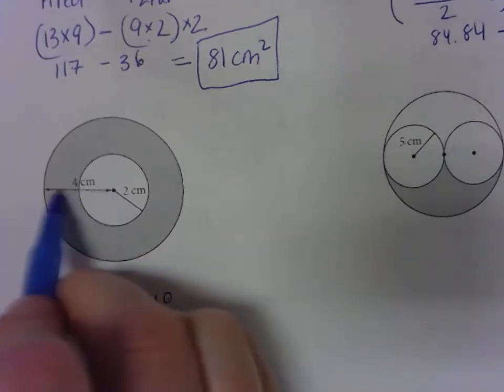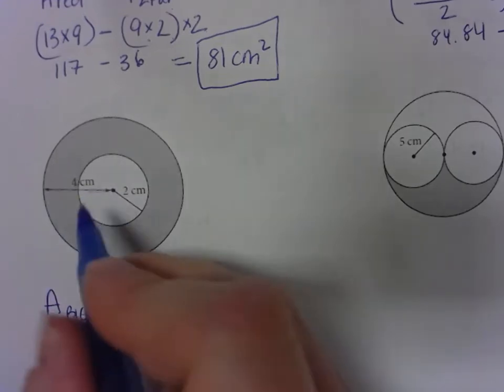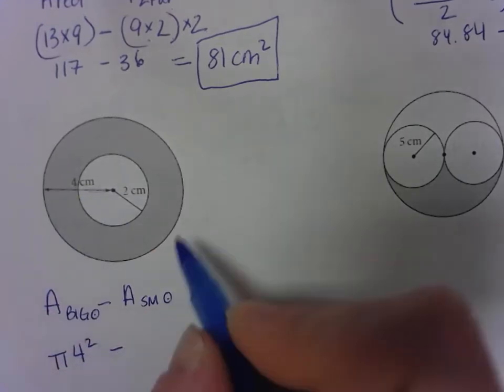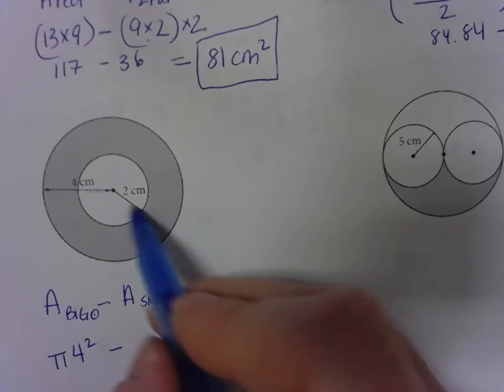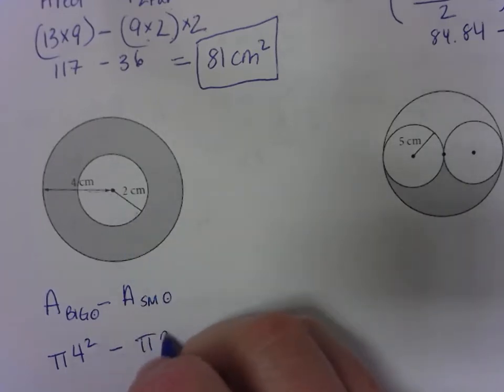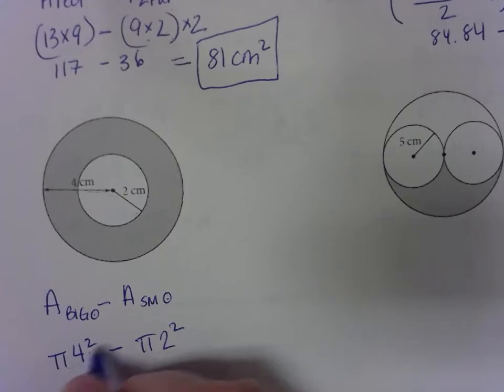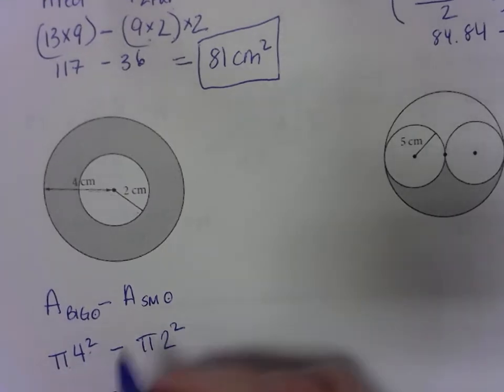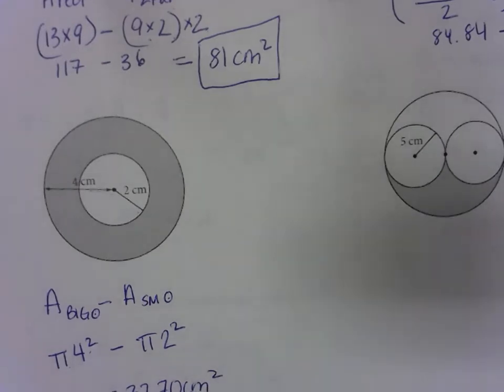So the radius of the big circle is 4. And I'm going to subtract the area of this inner circle, which the radius is 2. Pi times 4 squared minus pi times 2 squared, 37.70 centimeters squared.